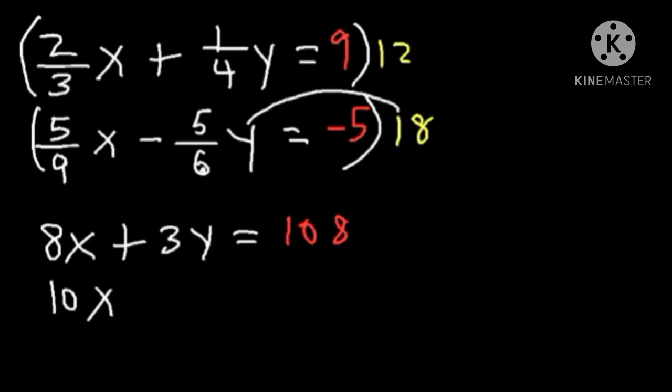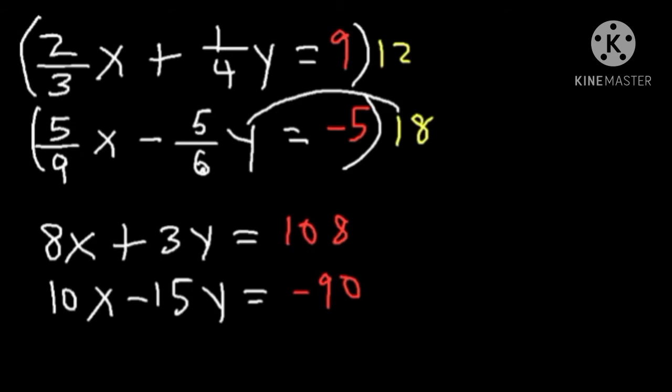So for the next one, 5/6 times 18 is the same as 18 divided by 6 times 5. 18 divided by 6 is 3, and 3 times 5 is 15. And the last one, 5 times 18. 5 times 10 is 50, and 5 times 8 is 40. You add them, you get 90. But it's going to be negative 90.